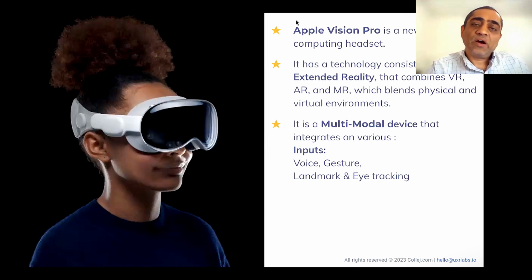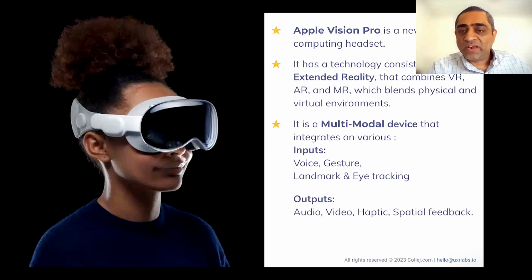Now, let's look at how you would generate outputs. How does a system generate outputs? So again, you can basically get outputs through audio, video, haptics. Haptics is a sense of touch, vibrations, all that stuff. And you're probably going to get a lot of spatial feedback as well. So it is related to certain spaces, certain locations. So that's where the feedback is.